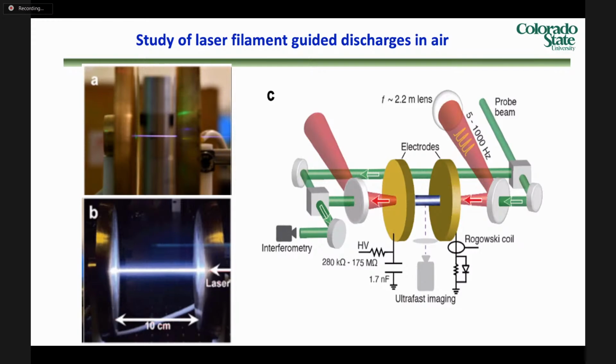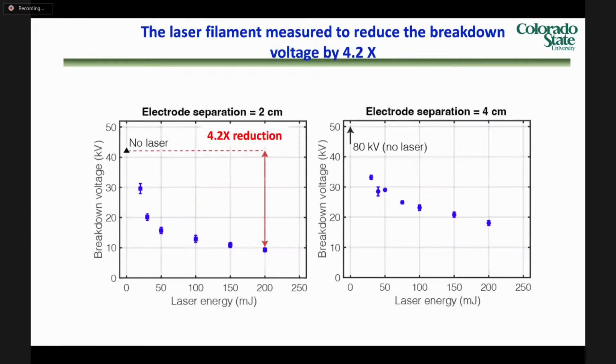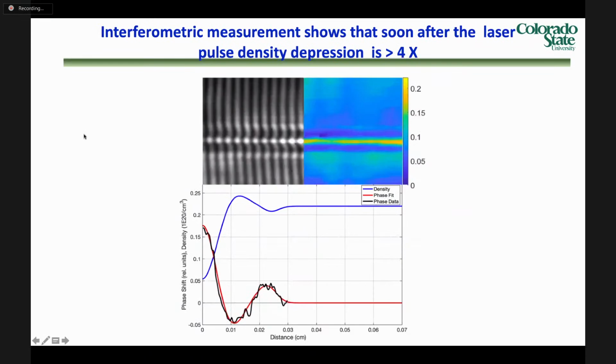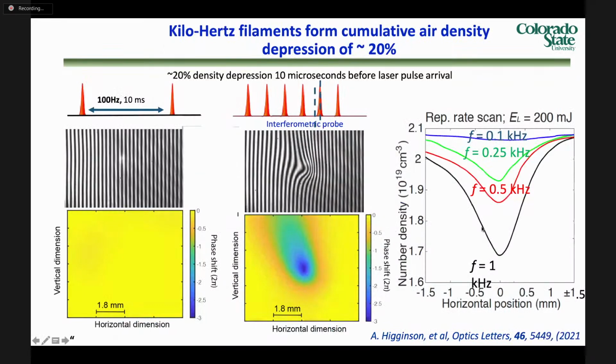I see. When you create a filament by a single shot, the depression gets to be around 80%, while if you look at the depression right before the arrival of this pulse, it is like indicated here, at kilohertz, only 20%. So the cumulative effect certainly still contributes, but it's not the dominant cause. That's our conclusion. Thank you.